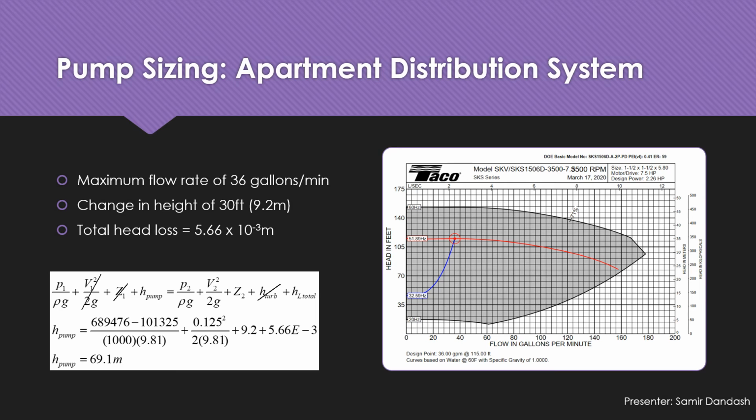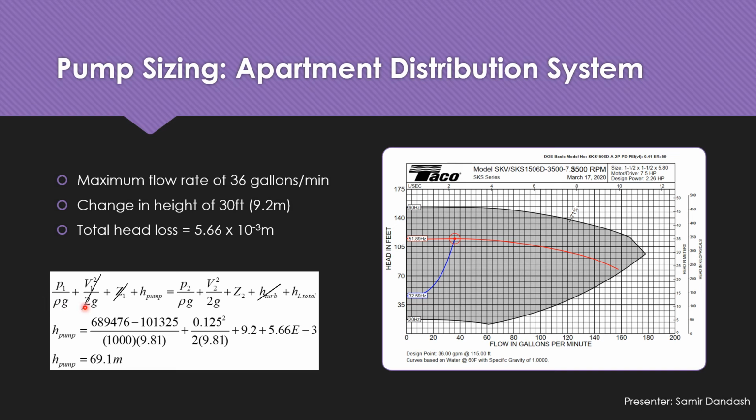Two pumps are needed to distribute the water from the storage tank to each floor riser. The sizing of the pumps is based on the following criteria: a maximum flow rate of 36 gallons per minute, a height of 30 feet, which is the distance between the basement floor and the second floor riser, and a total head loss due to the various fittings and pipe material in the system.